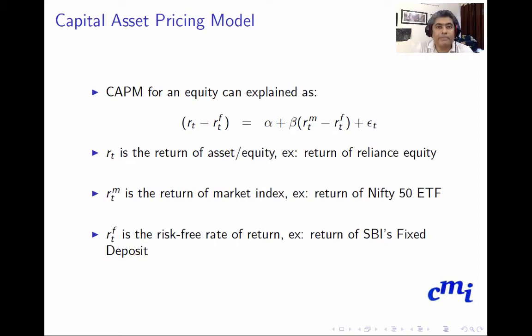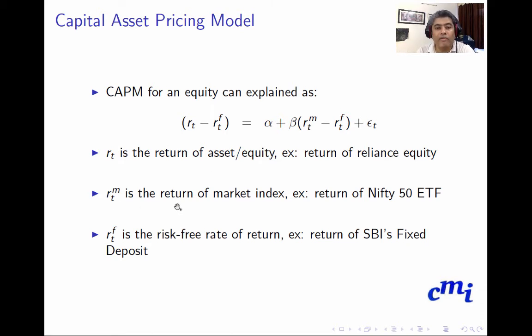In that respect, the capital asset pricing model comes into the picture. So the capital asset pricing model can be explained in this way: RT minus RTF equal to alpha plus beta times RTM minus RTF plus epsilon T. So what is RT? RT is the return of an asset or equity. As for example, return of say Reliance equity. You can take HDFC Bank or State Bank of India or TCS or Infosys, anything. Just for an example, I have taken Reliance. I have no particular fascination for Reliance.